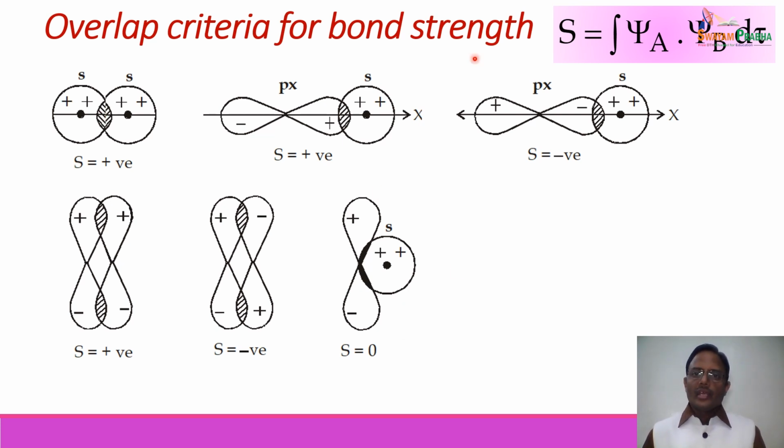It means that if the value of S comes out to be positive, like in case number 1, 2 and 3, we can see that in all the 3 cases bond formation is favored, while in the remaining 3 cases the bond formation is not favored at all, and the bond will never form.